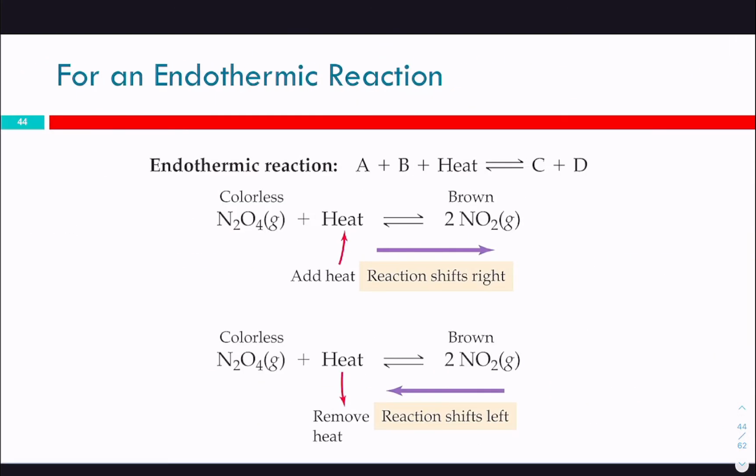In an endothermic reaction, it's the opposite, because now heat is one of the reactants. So as you add more heat, you're adding more reactants, and it shifts to the right. If you remove heat from an endothermic reaction, it will shift to the left.